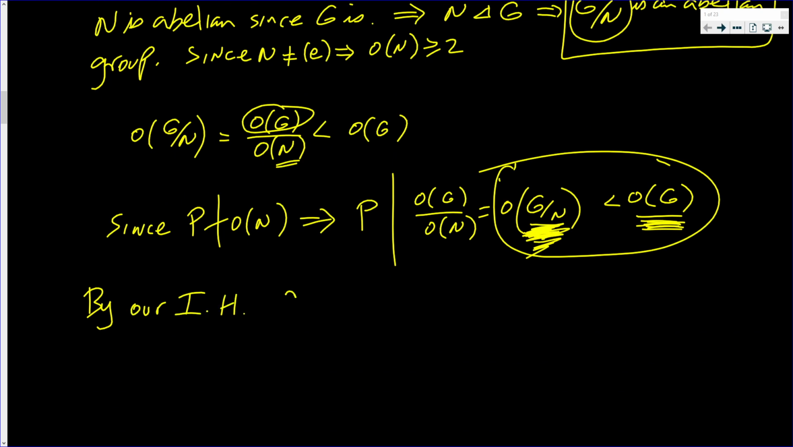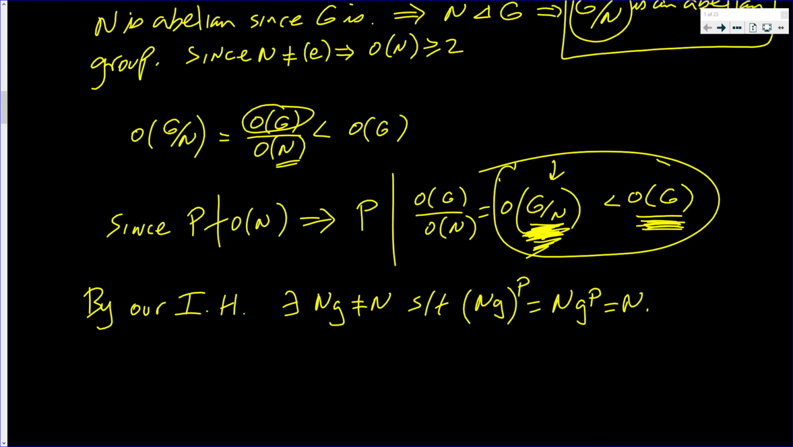By our inductive hypothesis, there exists something in G mod N, there exists an NG, which is not the identity element, such that NG to the P, which happens to be N times G to the P, is equal to N. Do you have to change one thing or add something? This G is in the group G. Now this statement over here, this implies that G to the P is an element of N.